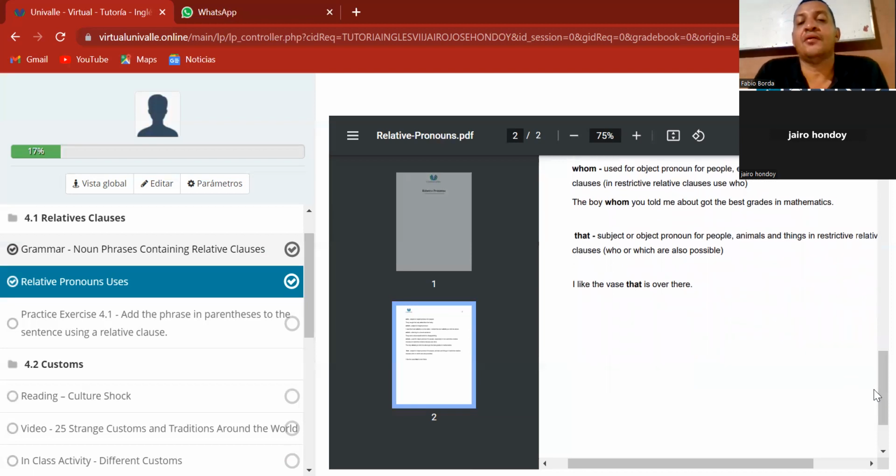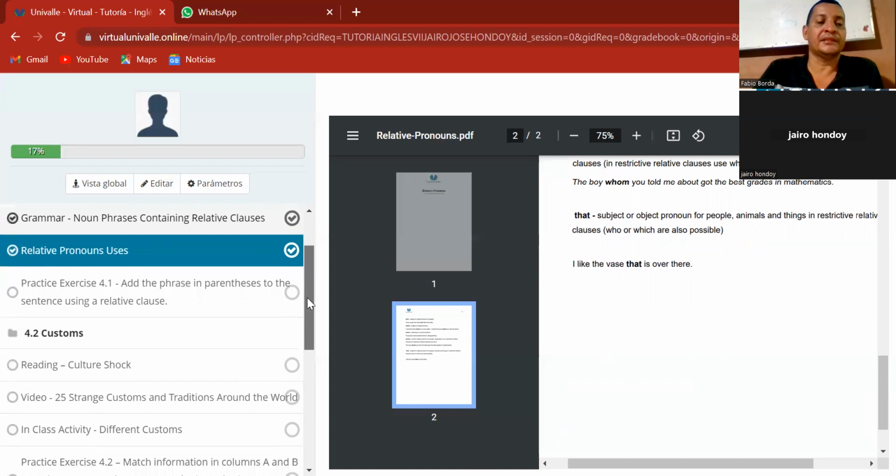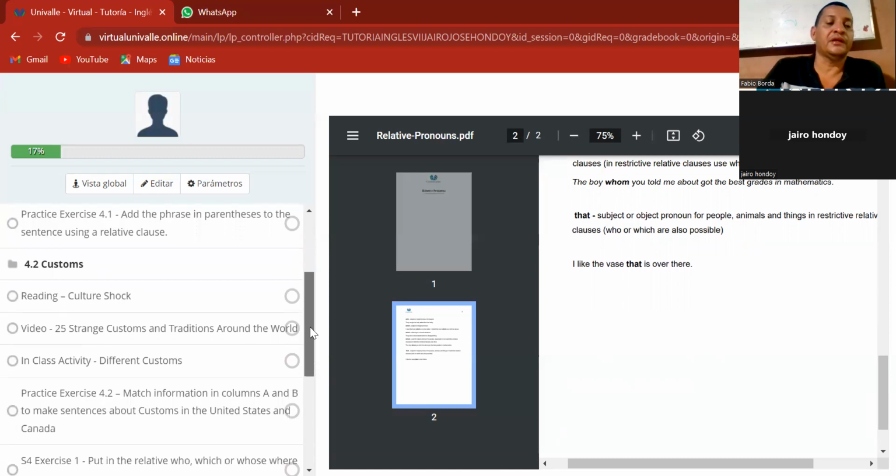That is a subject or object pronoun for people, animals, and things in restricted relative clauses. Who or which are also possible. I like the vase that is over there. We are referring to an object that is a little bit far from me. This is the purpose. I am referring to a thing that is a little bit far, un poquito lejos, okay? Okay, you have here a practice exercise, and we continue with reading, Culture Shock.